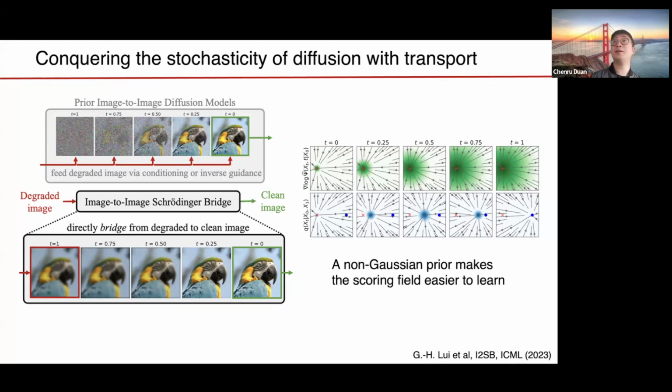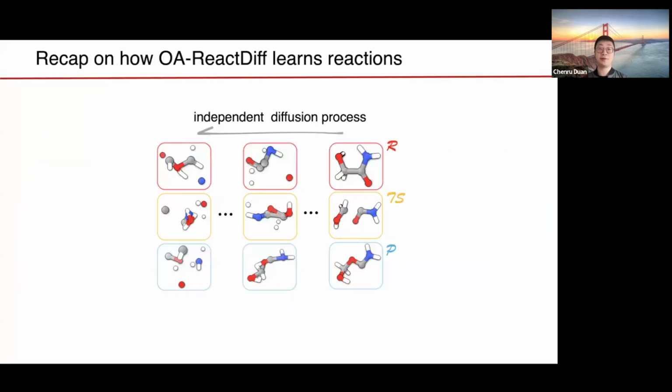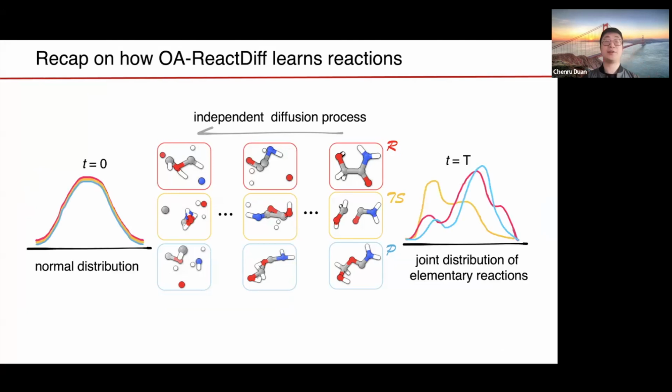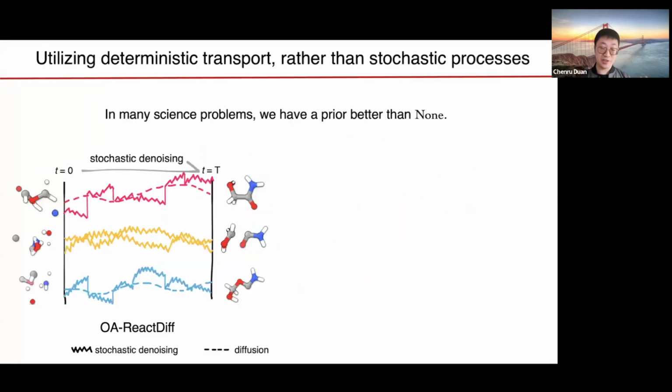And in chemistry, we actually have that prior knowledge as well. So in the diffusion model, we actually just learned the joint distribution of the reactants, products and transition state, where we originally transformed them from our Gaussian to the joint distribution of the elementary reaction. And in the reverse process, we do the stochastic denoising, where each step is stochastic. That's also why, in the end, in the transition states, we may generate different structures at different trials, even though we start with the exact same reactant and product.